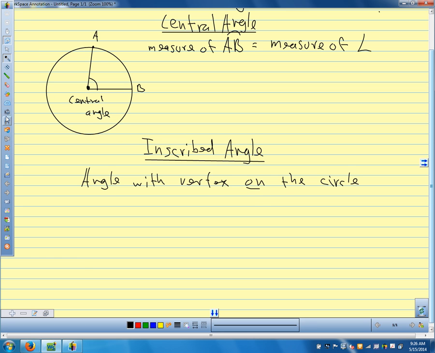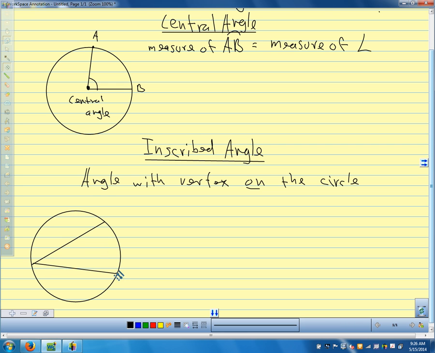So here's our picture of an inscribed angle. There's my circle, and the inscribed angle is going to have its vertex on the circle, like so. There's my vertex. And I'm going to call this angle ABC. So this is an inscribed angle. And what we're interested in today is how the angle and the arc measure are related for an inscribed angle.